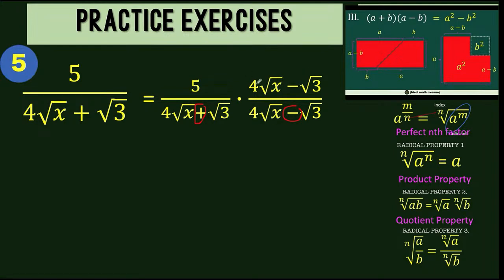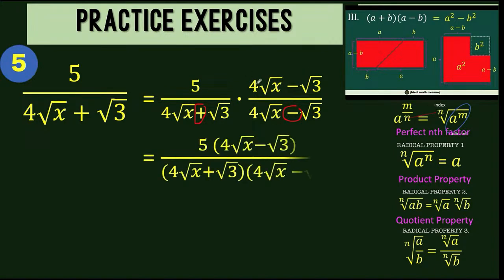Then multiply the numerators and multiply the denominators. To simplify this denominator, we apply this property. That would be equal to the difference of two squares. That means you square this and you square this part and put a minus sign between them. So it's now like this.